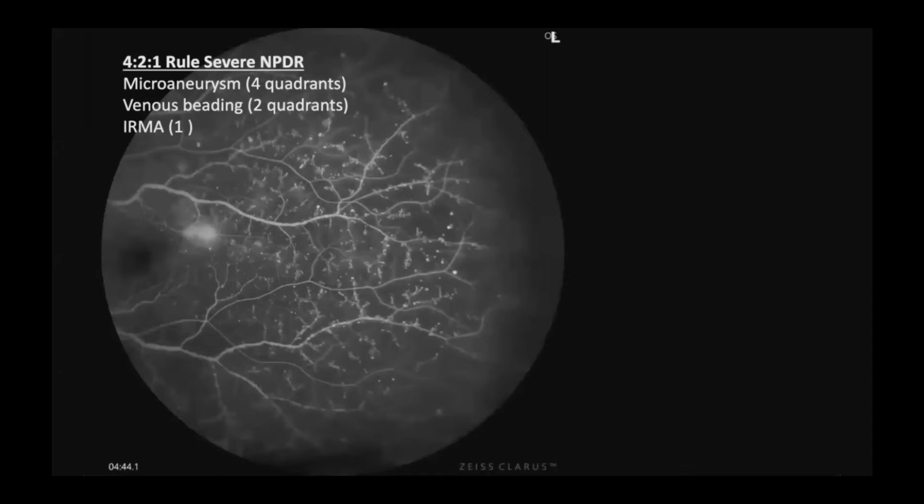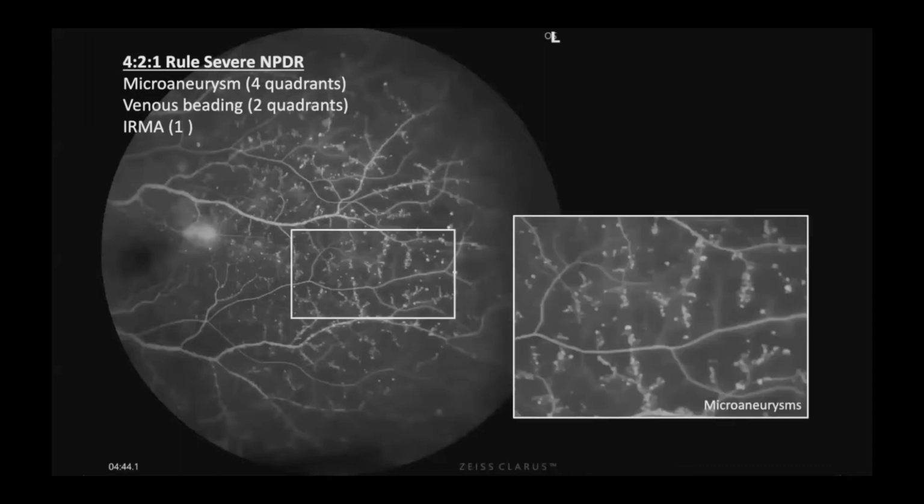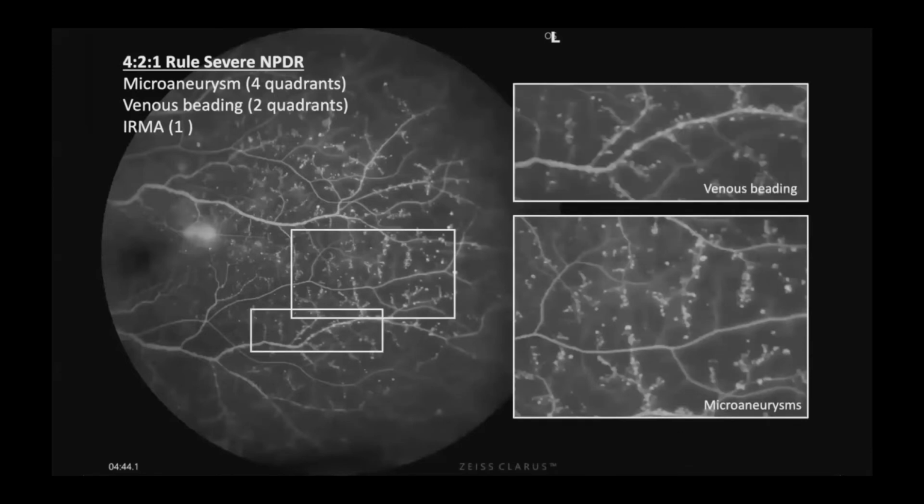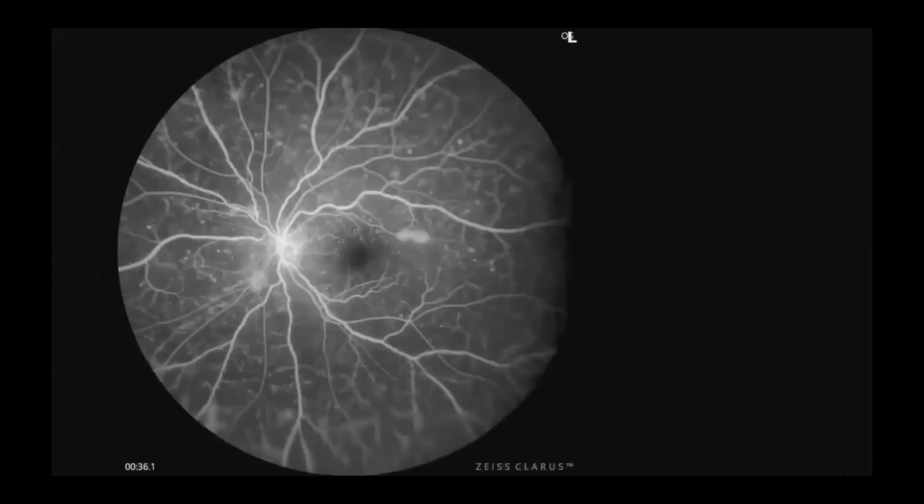Both microaneurysms and IRMA are part of the 4-2-1 rule to diagnose severe NPDR that was characterized by the ETDRS study. The last is venous beading, and so here we can see microaneurysms, as we saw in the last slide, and then the venous beading here is these dilations of the venous vasculature. And this is one of the nice things about widefield angiography, is you're able to capture in a single imaging scan different pathology both in the macula and the periphery with good detail.